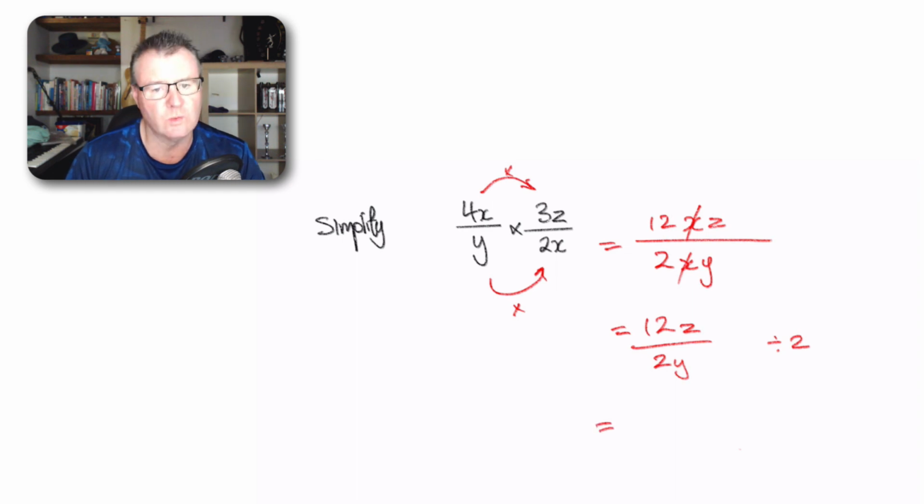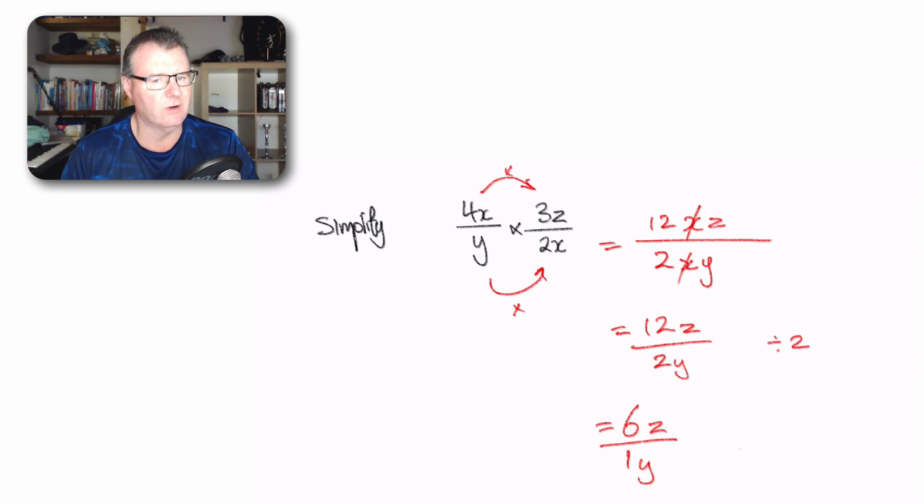So what do I get when I do 12 divided by 2? 6. And on the bottom, 2 divided by 2 is 1, but don't forget, we don't write the 1s in front of the pronumerals, so I just end up with 6z over y.